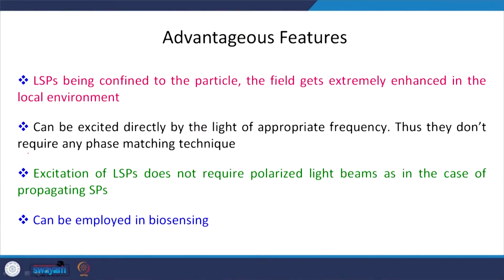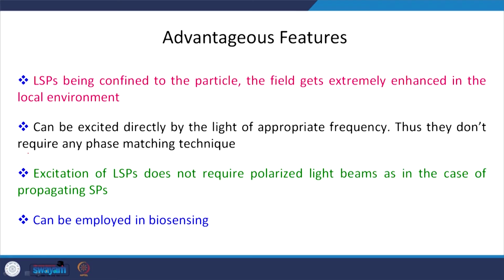Now, we studied propagating surface plasmons, and now we are talking about something called localized surface plasmon. It has certain different advantages. Every process has advantages and disadvantages. The first advantage here is that since these LSPs are confined to the nanoparticle, the electromagnetic field gets extremely enhanced in the local environment of the nanoparticle.